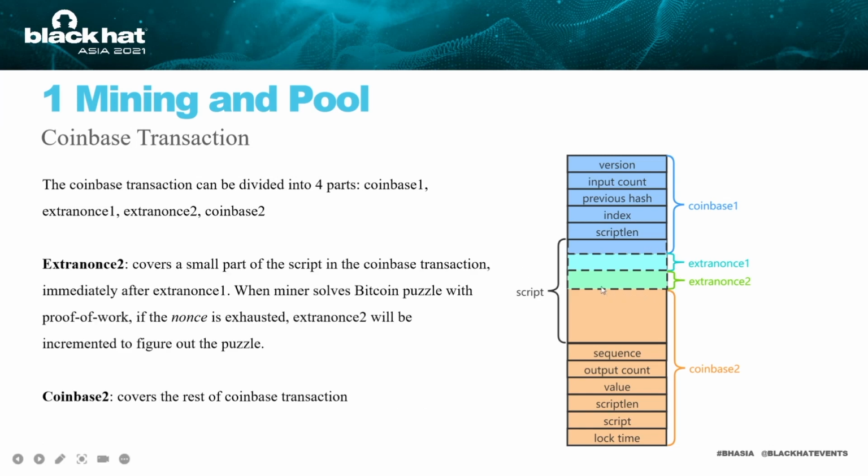Extranonce 2 covers a small part of the script immediately after Extranonce 1. When a miner solves the Bitcoin puzzle with proof of work, if the nonce is exhausted, Extranonce 2 will be incremented to figure out the puzzle. And then Coinbase 2 covers the rest of the Coinbase transaction.